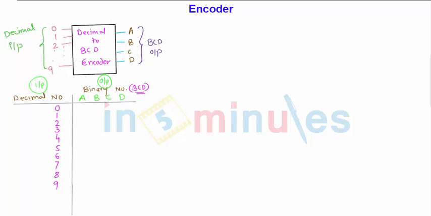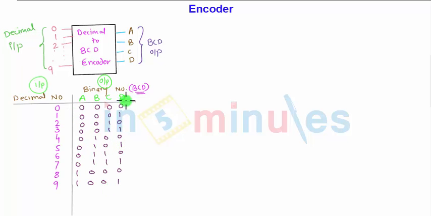Now for 0, the output will be 0 0 0 0, because a BCD number is a 4-digit number and we have 16 combinations. Out of 16, the first 10 combinations I am going to give to the decimal number equivalents. So 0 0 0 0 will correspond to 0, 0 0 0 1 to 1, 0 0 1 0 to 2, 0 0 1 1 to 3, 0 1 0 0 to 4. Likewise I will complete the table.